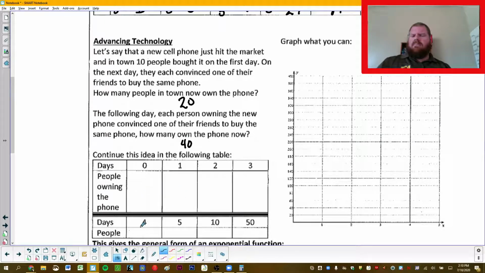The way I'm going to break this down is I'm going to say day zero is that market day, the day that it hits the market, and we had 10 people that own the phone.